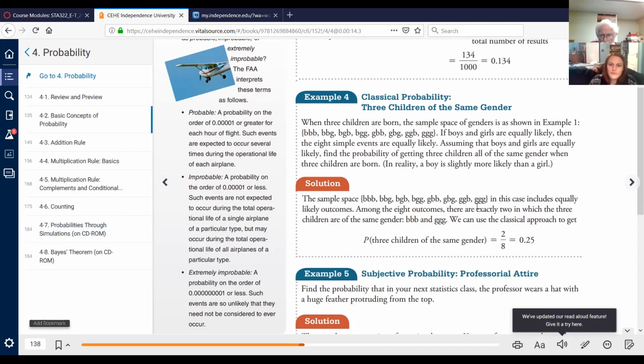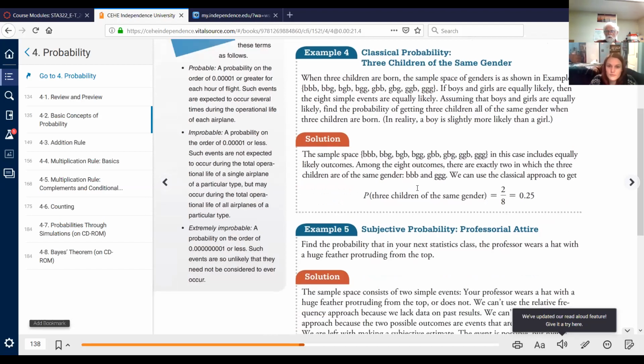So anyway, among those outcomes, there are exactly 2 in which they're of the same gender: BBB and GGG. So 2 of those 8. So there's a 25% chance that if we had enough cohorts of 3 births that we were looking at, over time they would be the same gender. Note here, same gender, not all boys or all girls, because there's only a 1 in 8 chance of all boys or all girls.